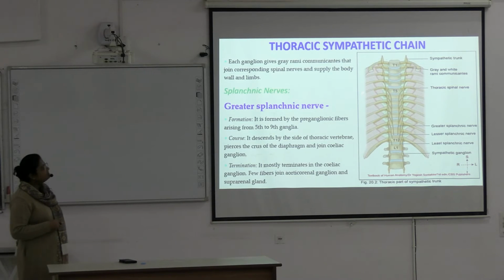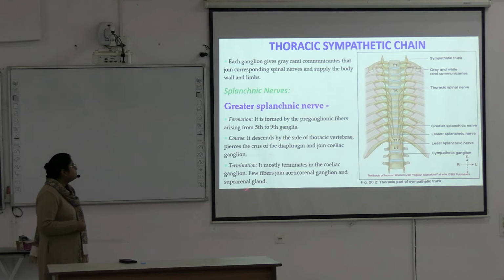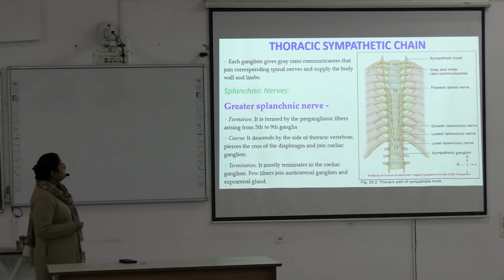First we will discuss the greater splanchnic nerve. How is it formed? It is formed by preganglionic fibers arising from the 5th to 9th ganglion. Course: it descends by the side of the thoracic vertebra, pierces the crus of the diaphragm and joins the celiac ganglion. How does it terminate? It mostly terminates in the celiac ganglion, and a few fibers join the aortico-renal ganglion and suprarenal gland. So this is the formation, course and termination of the greater splanchnic nerve.